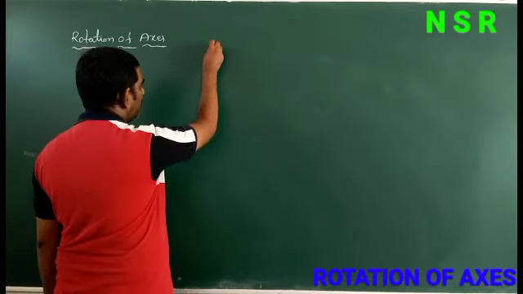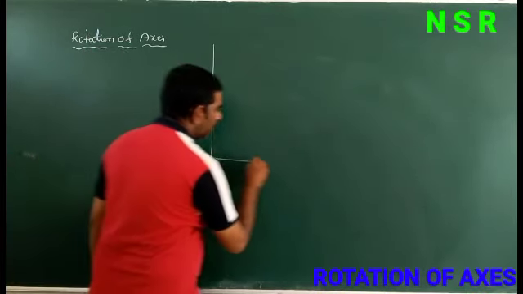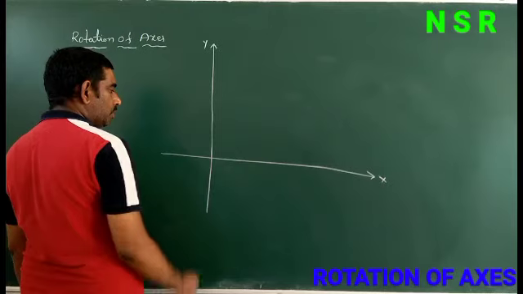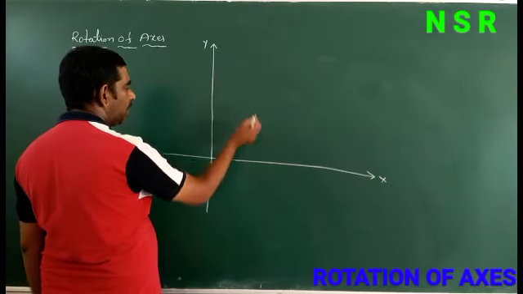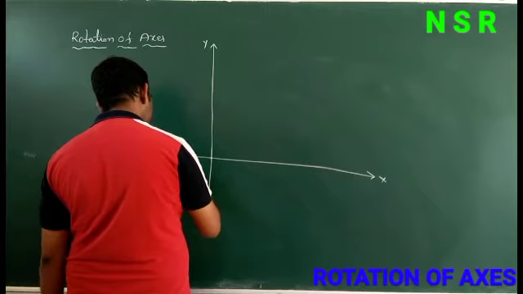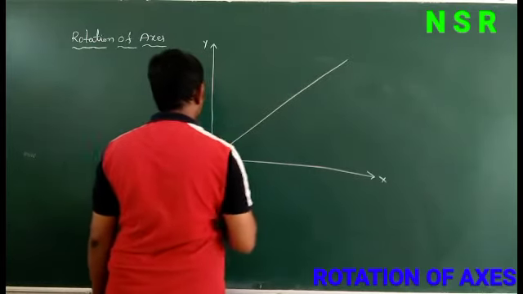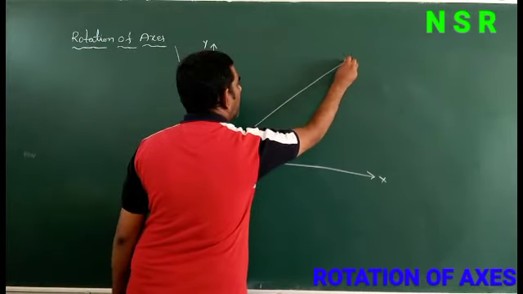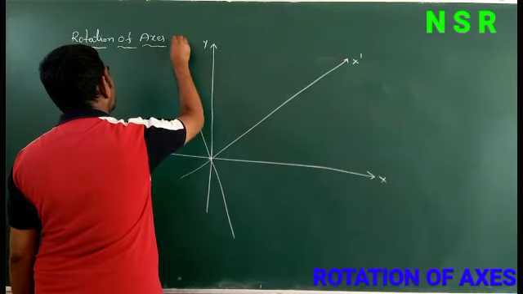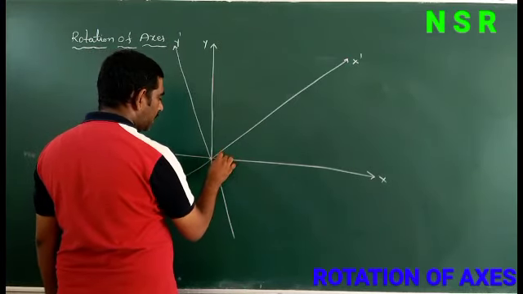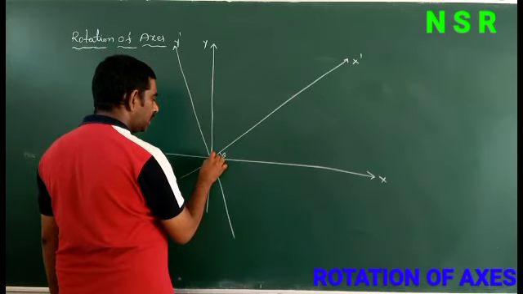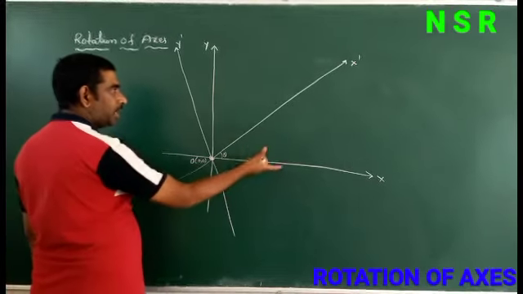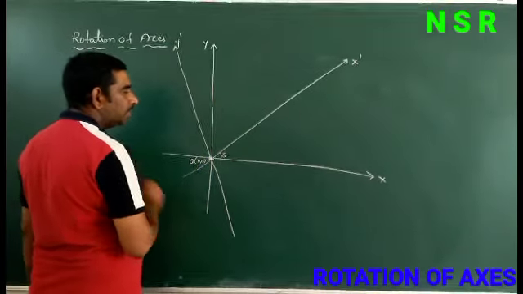Suppose this is the x and y axis. You rotate both the x and y axis, and we get x dash and y dash. We are rotating x dash and y dash with some angle theta without changing the position of the origin. The origin position cannot change, but the x axis and y axis rotate with some angle theta.